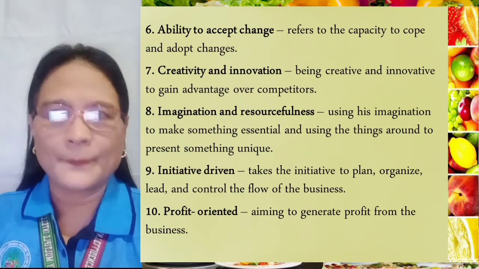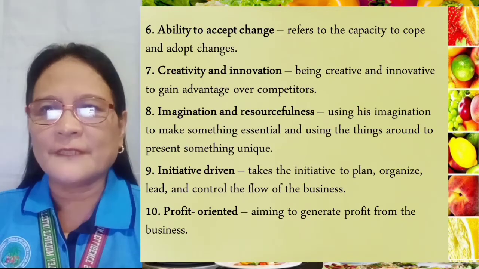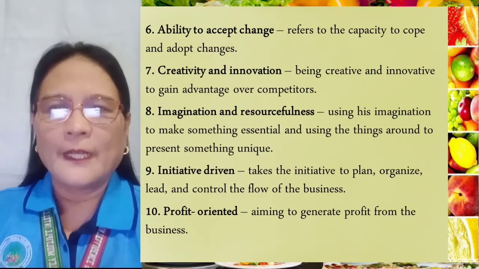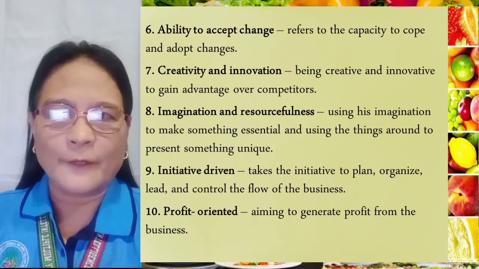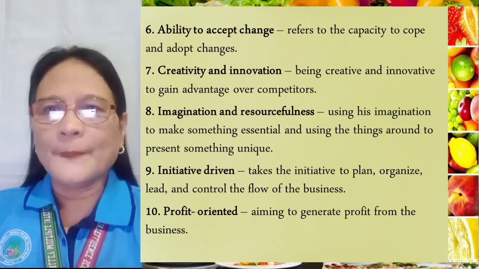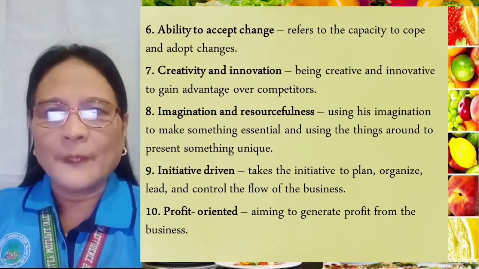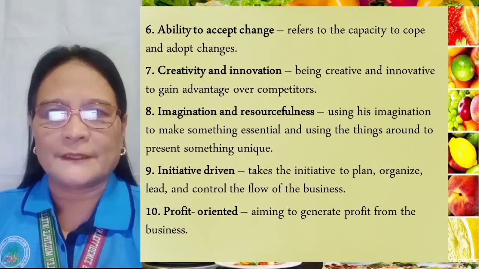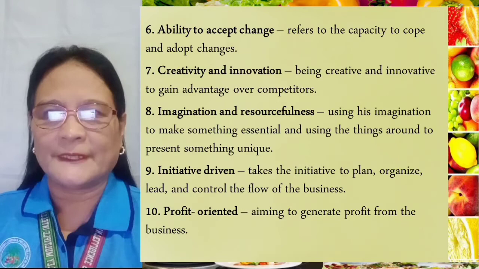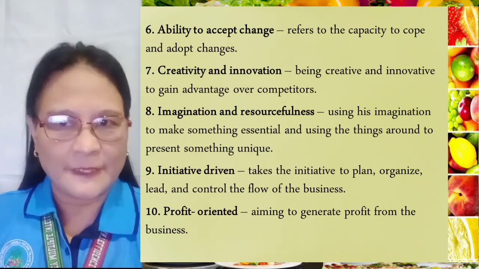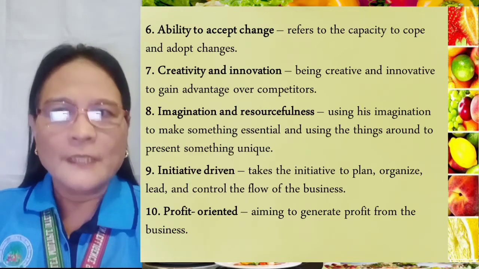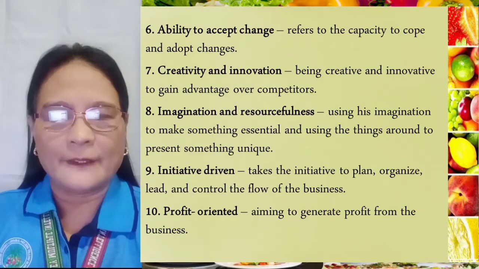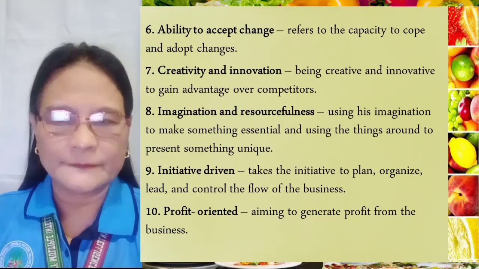Number 7 is creativity and innovation. Being creative and innovative to gain advantage over competitors. It means that an entrepreneur must know how to discover new things for the improvement of the business, and that is creativity. He also knows how to create a new product from an already existing one, and that is innovation.